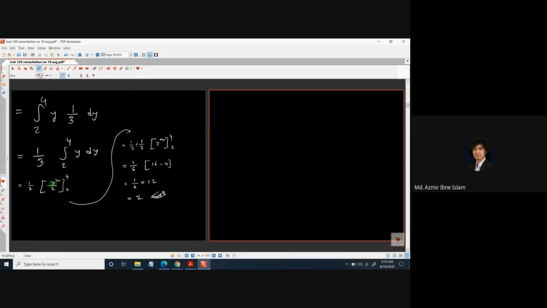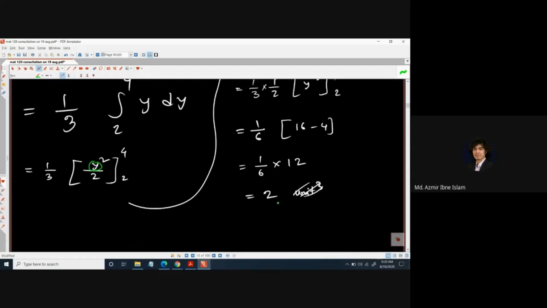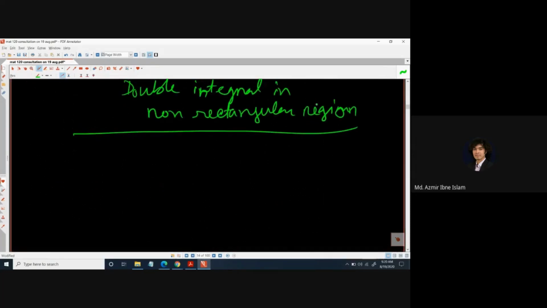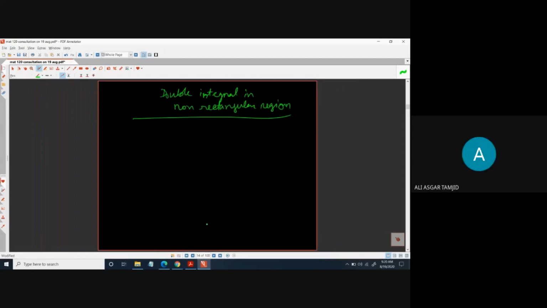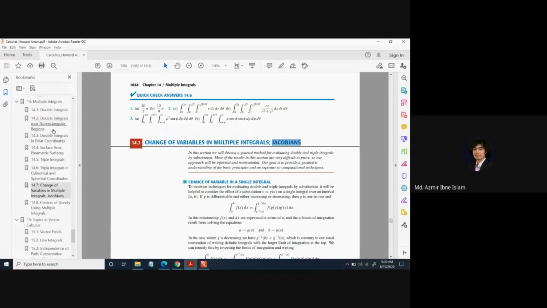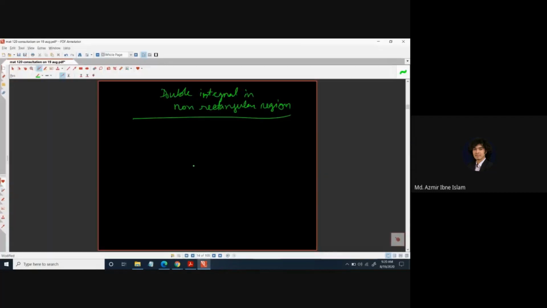Remember, if we have constant limits, then it will be a rectangle, but things will not always be convenient. So let's start double integral in non-rectangular region. Let's discuss directly from a problem. We can take one problem from our reference book, or let me construct one.